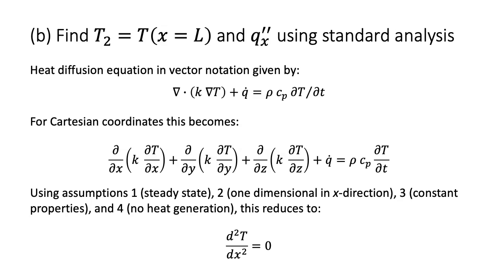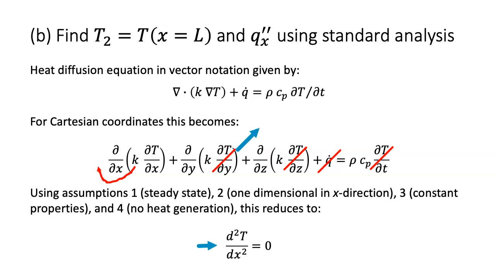For Part B, to determine the temperature at x equals L using a standard analysis, we begin by writing the heat diffusion equation, which is a form of conservation of energy for conduction, as a partial differential equation, or PDE, in vector notation. Next, we expand the first term using the definition of the gradient and then the divergence for Cartesian coordinates. For this problem, we can reduce this equation by assuming steady state, one-dimensional conduction in the x direction, constant properties, and no internal heat generation as shown.